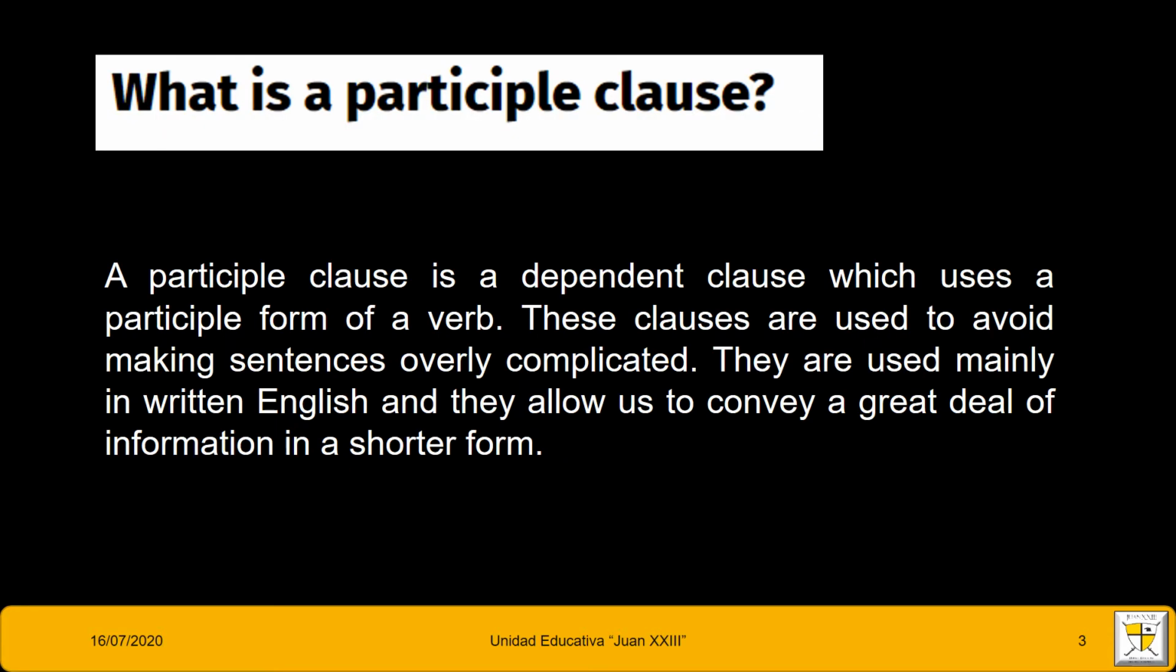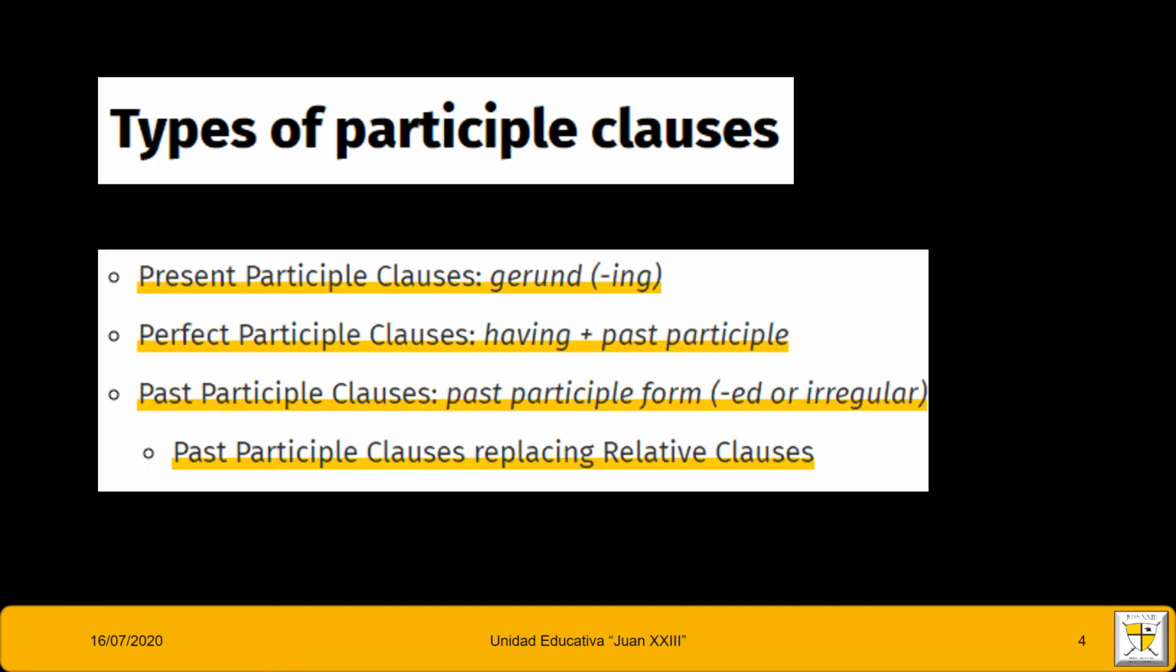What is a participle clause? A participle clause is a dependent clause which uses a participle form of a verb. These clauses are used to avoid making sentences overly complicated. They are used mainly in writing English and they allow us to convey a great deal of information in a shorter form.